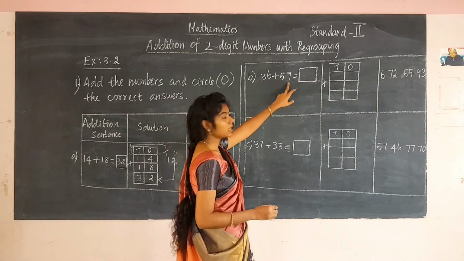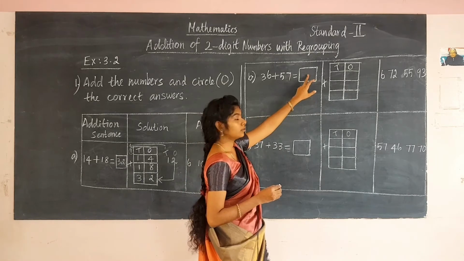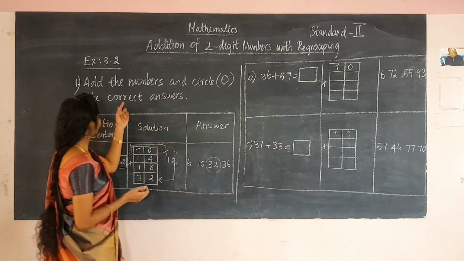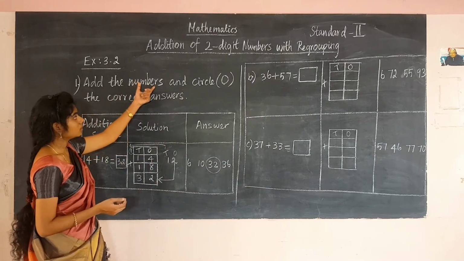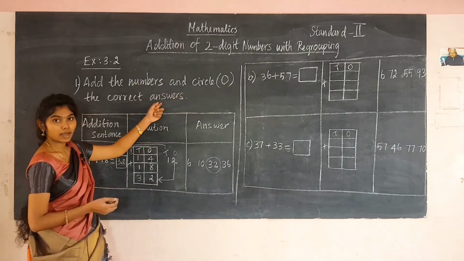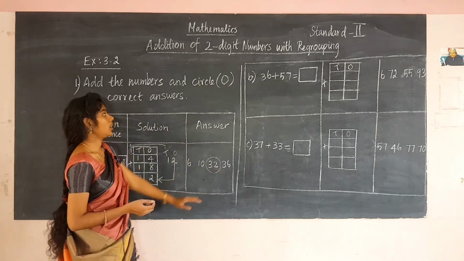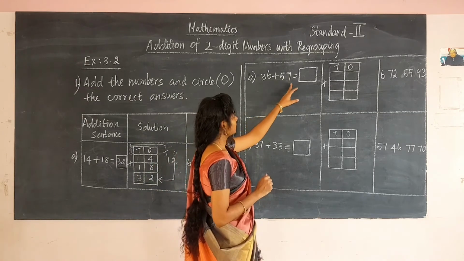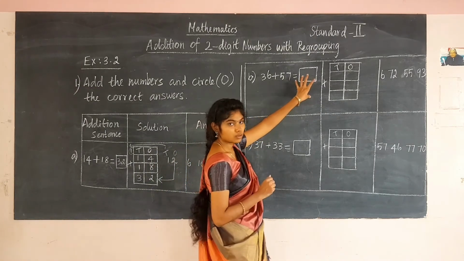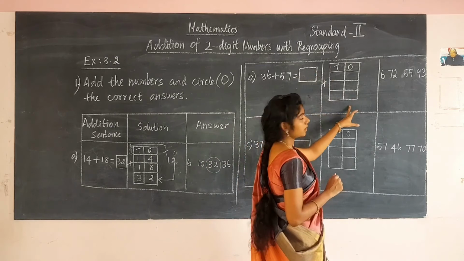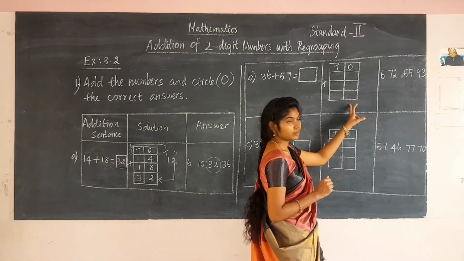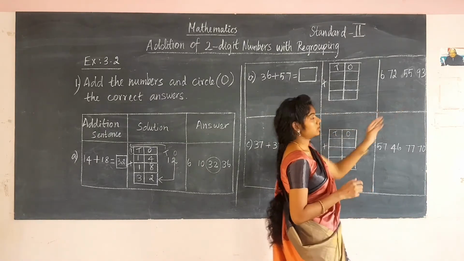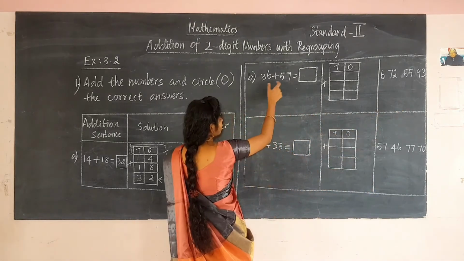See the next problem. What is given? 36 plus 57, you have to find the missing box. What is the question? Find the number, add the numbers and circle the correct answer. Correct answer you are going to circle this way. First, it is given in the statement: 36 plus 57 equal to, that box is unfilled. Then there is a place value box. So you are going to find the solution by using this format, and then you are going to circle the answer.